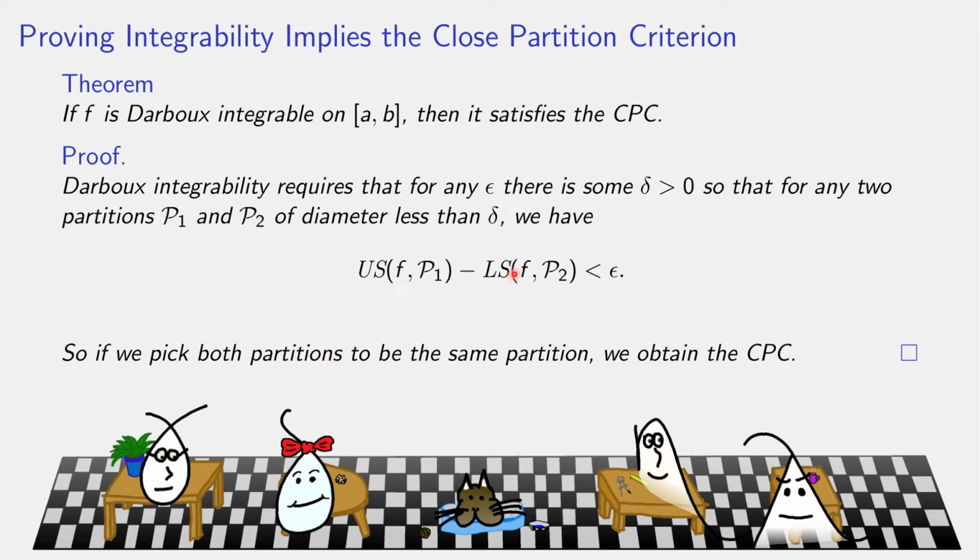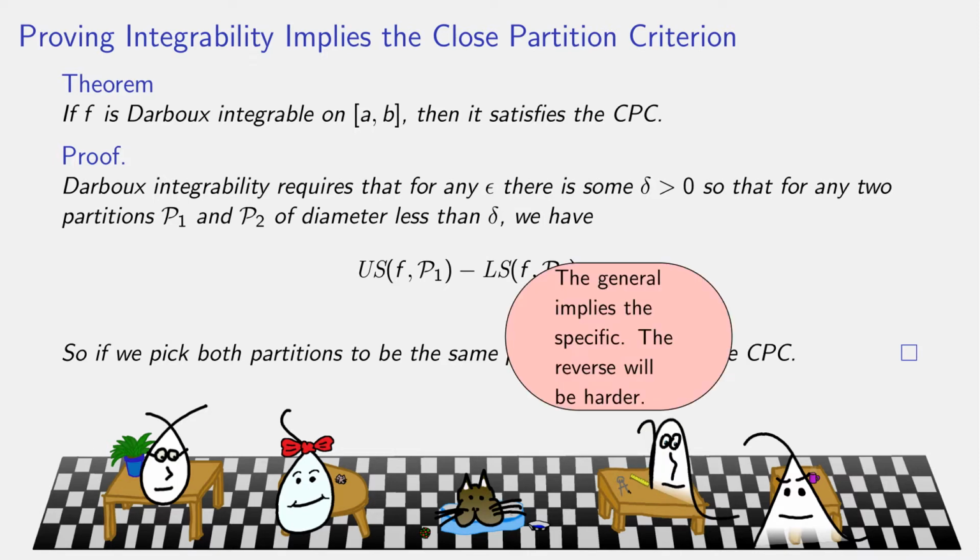Upper sum minus lower sum of the same partition, if I choose them to be the same, will be less than epsilon. This direction of the proof, pretty straightforward. Yeah, so Darboux integrability is very general. For any partitions of given norm, you get some stuff. Closed partition criterion is there exists at least one partition with that similar property. So if I have something in general, it's easy to show that it works for a specific choice, but the reverse will in fact be harder.